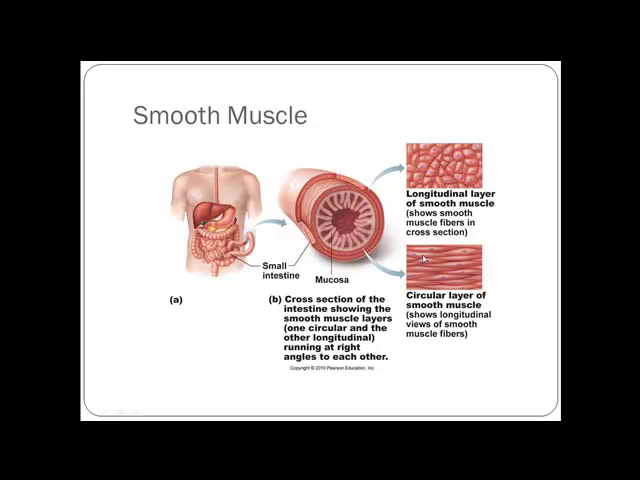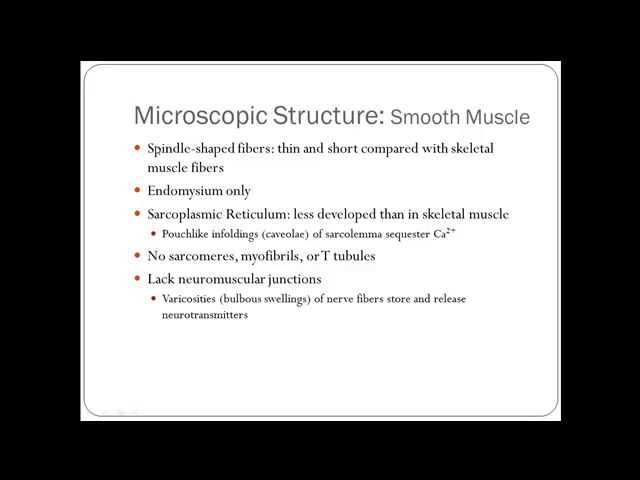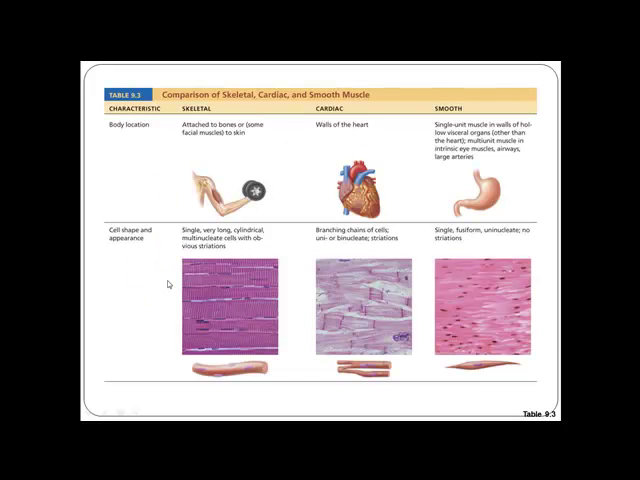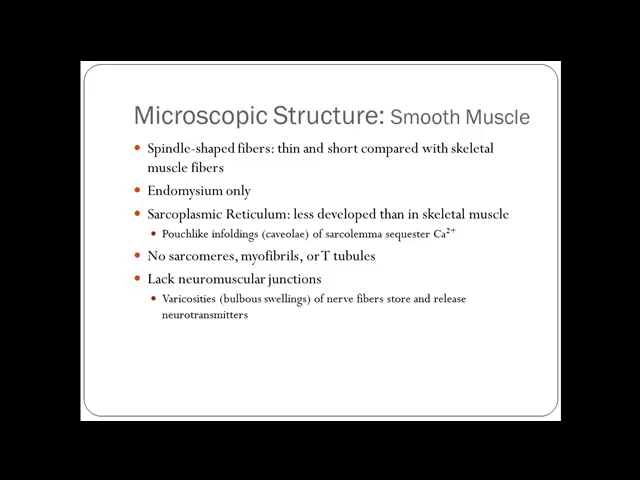So here we go. If you look at this smooth muscle, it doesn't look like skeletal muscle. It's not striated. Here are our circular layers, and the longitudinal layers run lengthwise. These are described as spindles, so they're spindle shaped. They only have an endomysium, and they have a less developed sarcoplasmic reticulum. They do not have myofibrils or T tubules. And instead of a neuromuscular junction, they have these things called varicosities. I have it in a couple slides from now.